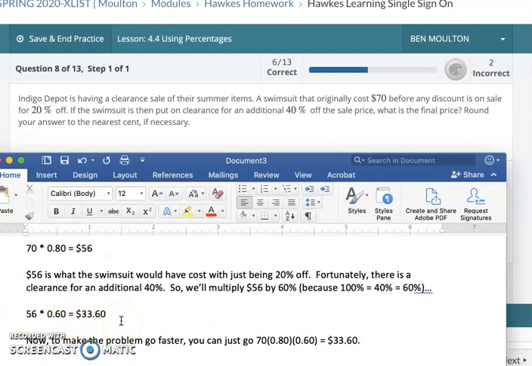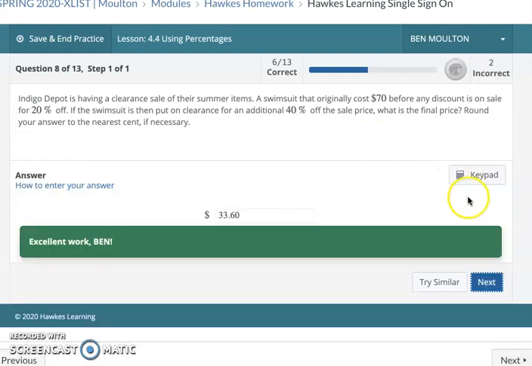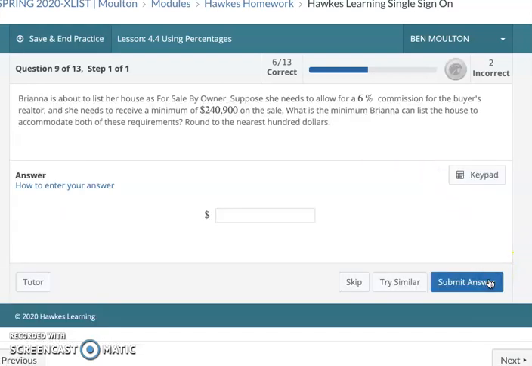And that's your answer. Now, if you wanted to make it go even faster, all you have to do is just take 70 times 0.8 times 0.6, and you'll get there in a big hurry. But that's your answer, and if you don't believe me, there's your closure. Let's take a look at the next one.